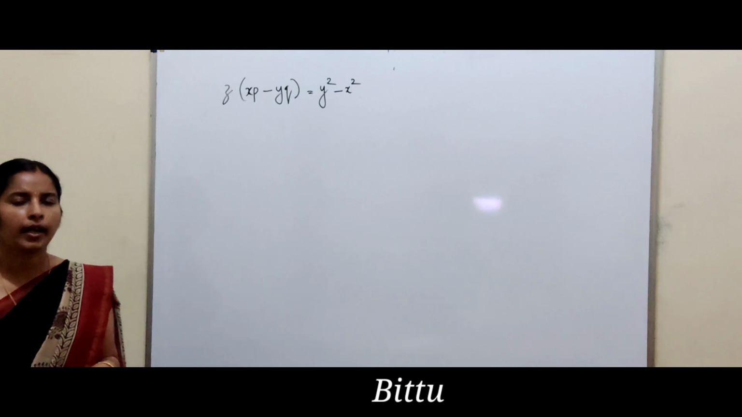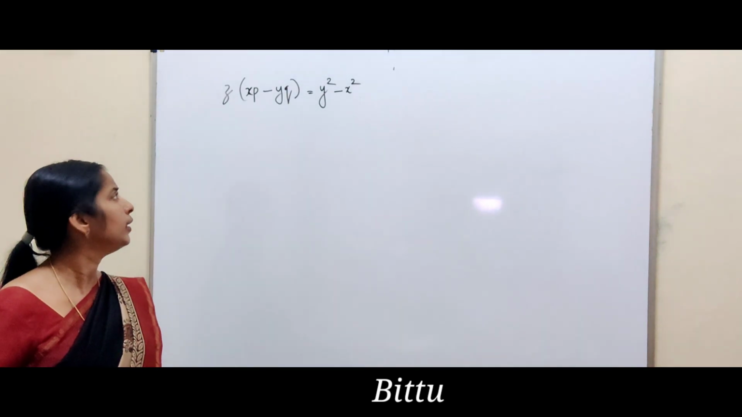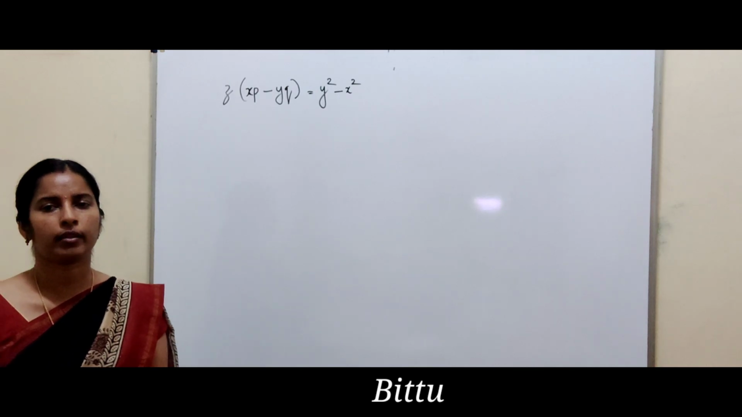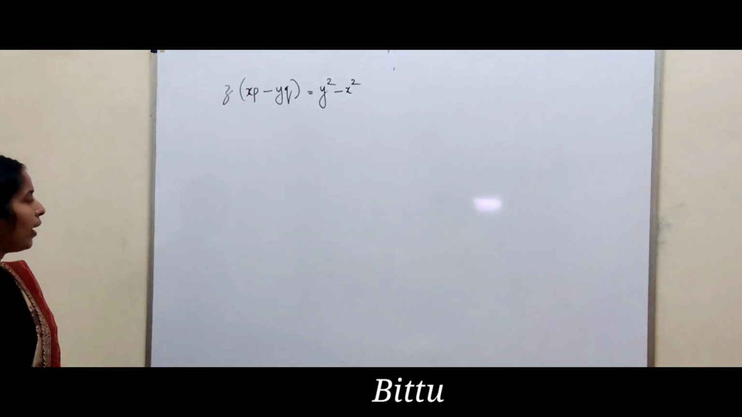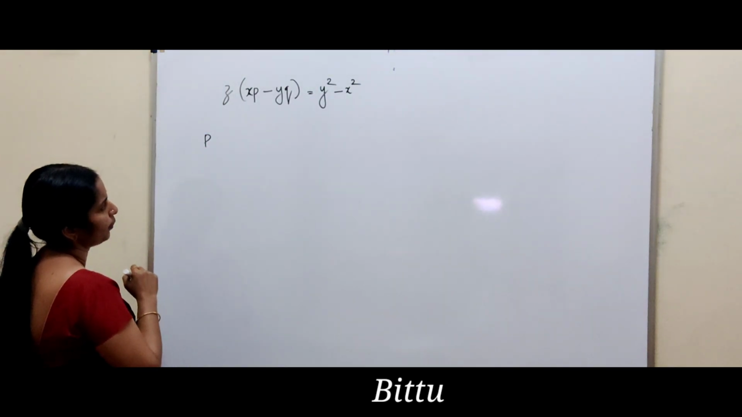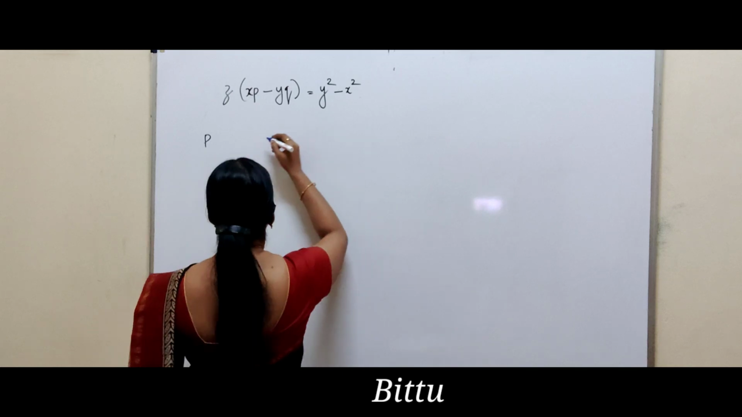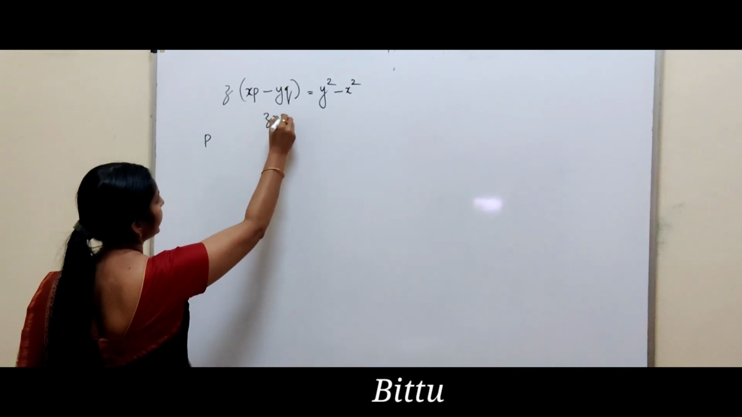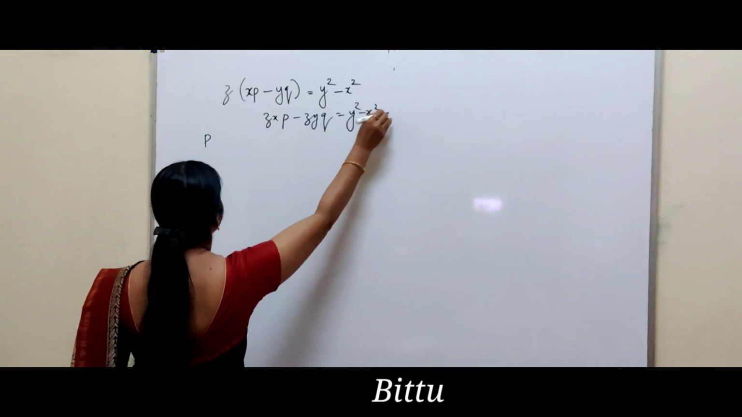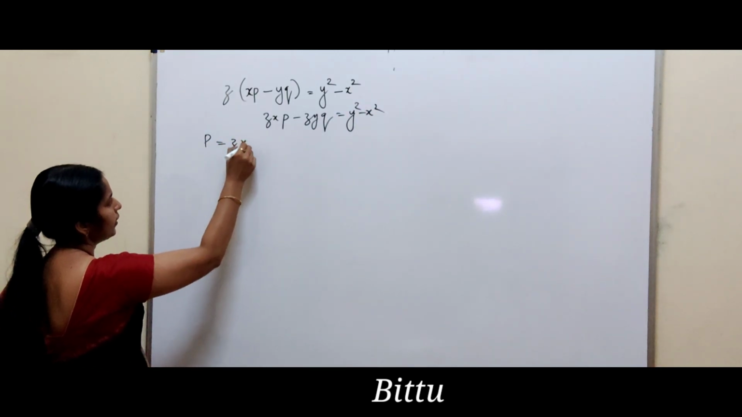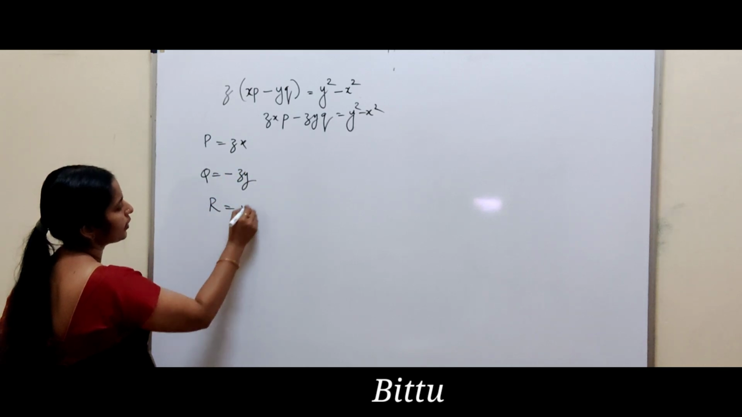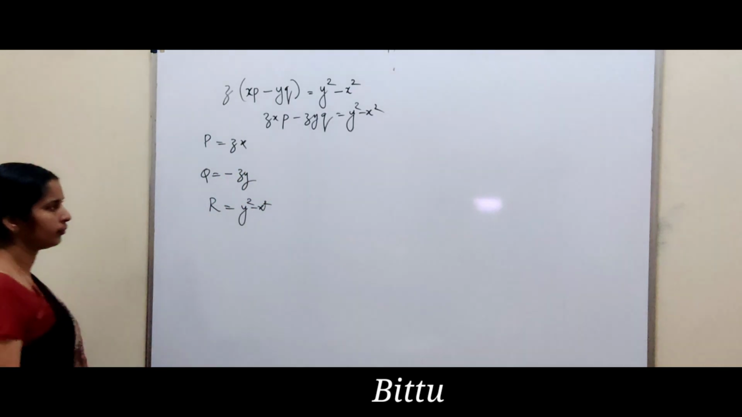Next we have to solve another partial differential equation: z into (xp minus yq) is equal to y square minus x square. Here we have to write p. P is the coefficient of p. See, you can rearrange this equation as zxp minus zyq is equal to y square minus x square. So what is p? zx. What is q? Minus zy. What is r? y square minus x square.